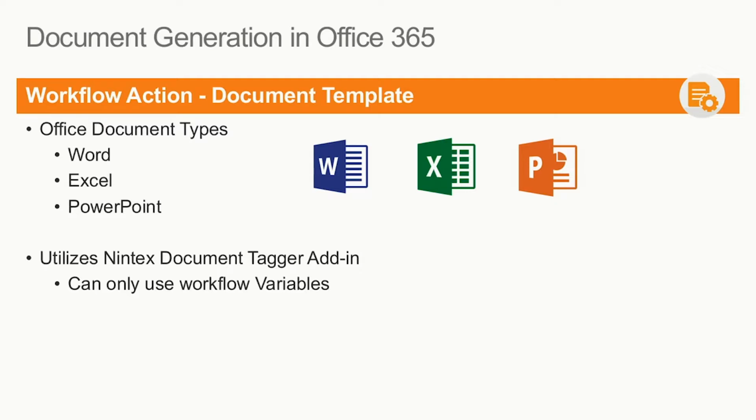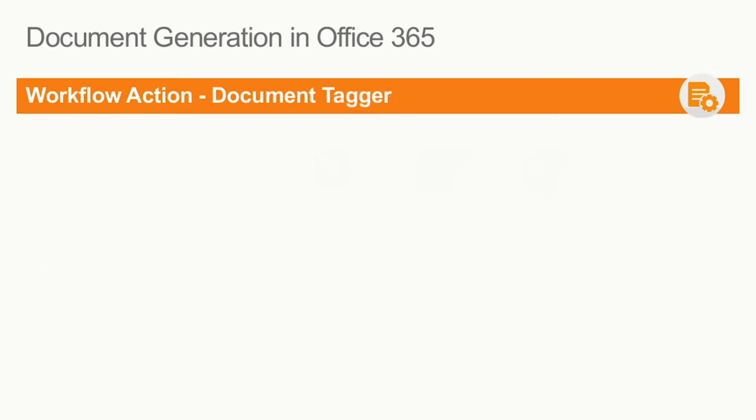The main reason for just those three types right now is that it very much utilizes the Nintex Document Tagger add-in into Office. But the big thing when you're working with that add-in is that all of the data that you want to inject into your actual document needs to be stored inside of a Nintex variable inside of your workflow. So even if it's pulling information from another activity, you actually have to save that into an actual variable. Things like date fields and whatnot, you need to make sure are there.